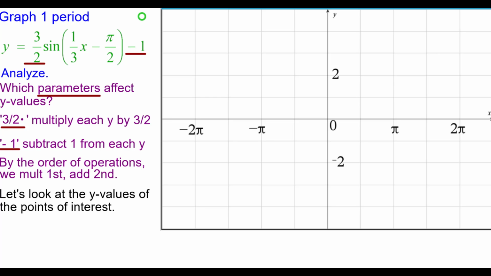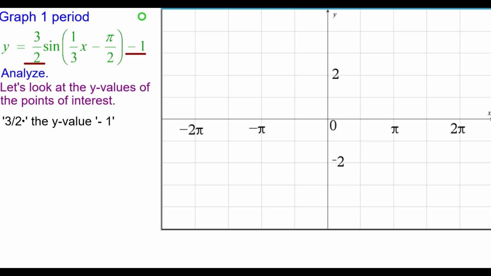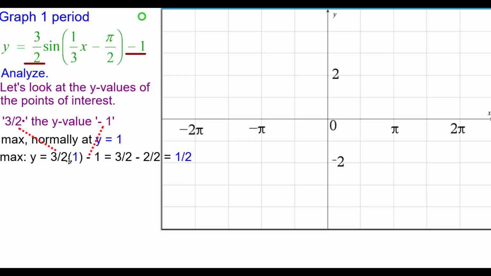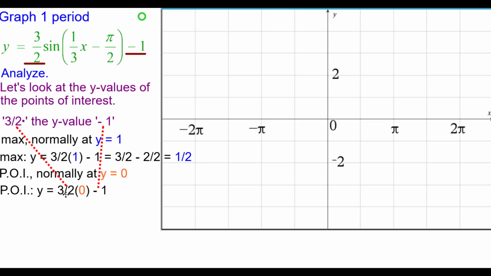So let's look at the y values of the points of interest. 3/2 times the y value minus 1 is what we're going to be doing. The maximum normally has a y coordinate of 1, so we're going to multiply that by 3/2 minus 1, and so we'll get 3/2 minus 2/2, which is positive 1/2. Points of inflection normally at y equals 0, but we've got to multiply that by 3/2 and subtract 1, and so we're going to get 0 minus 1, which is negative 1.